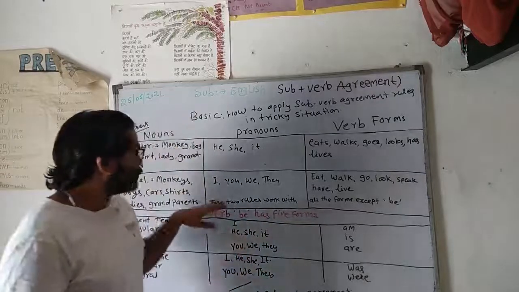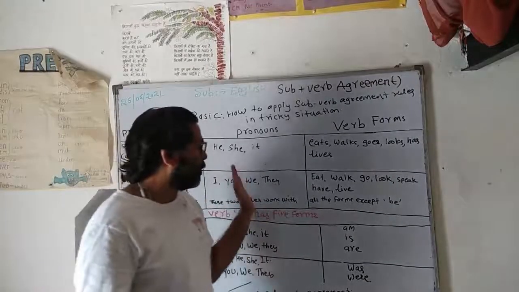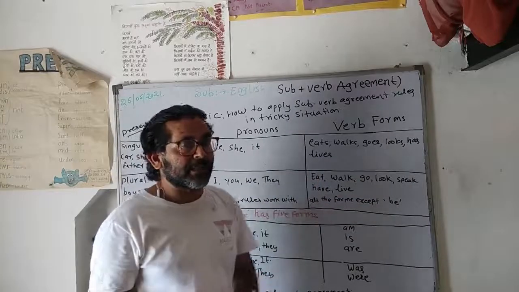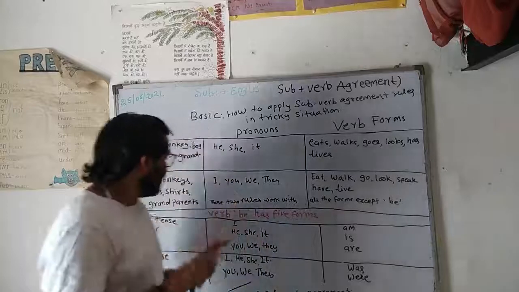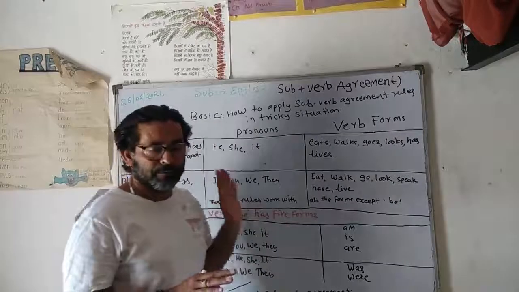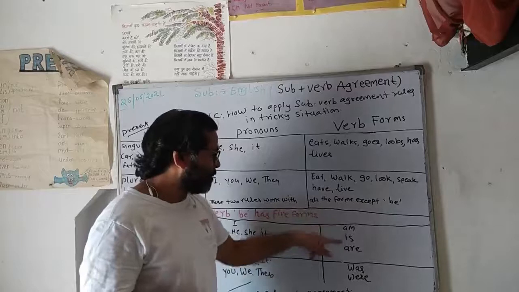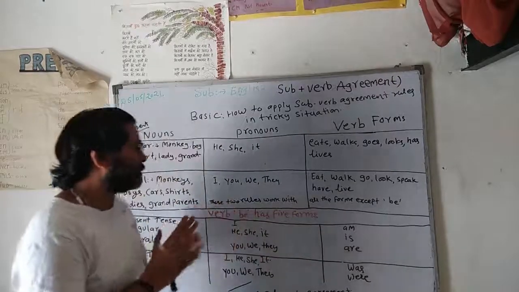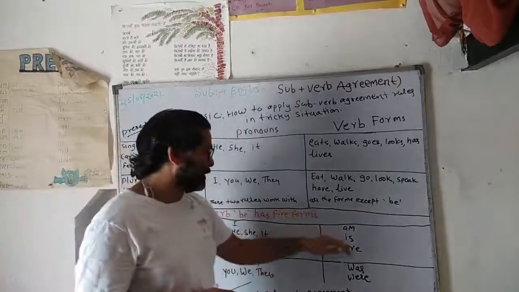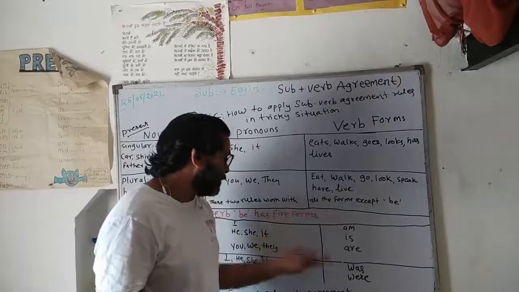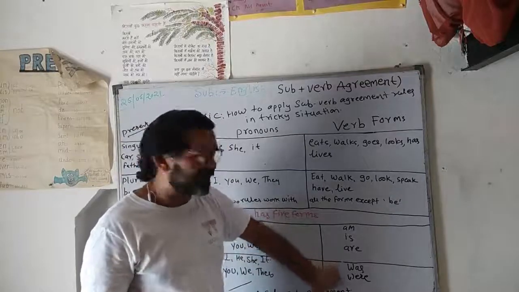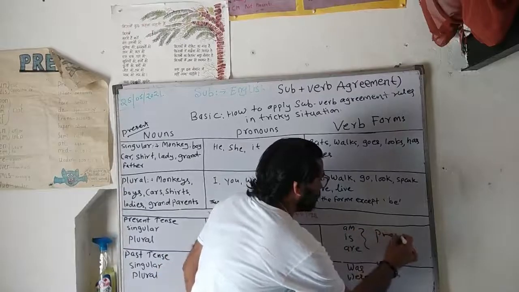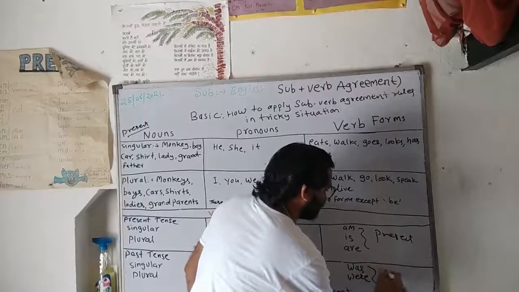These two rules work with all forms of subject-verb agreement except the verb be. The verb be has five forms: for example, am, is, are, was, and were. Where do we use am, is, are, was, were? Was and were always come in past tense, and the others are for present tense. These are for present and these for past.